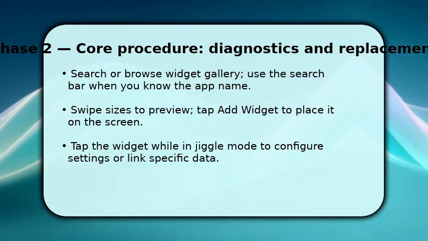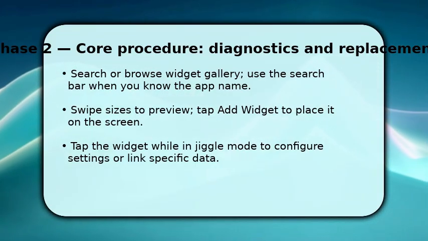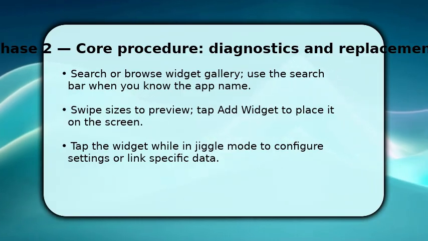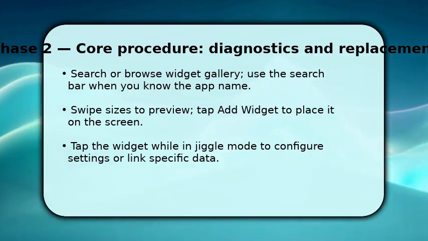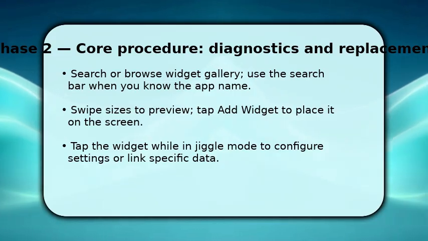Once placed, you can drag it to reposition, or while still in jiggle mode, tap the widget to open its configuration options. For example, select an account, choose a list, or set refresh frequency. This step ensures the widget displays the exact information you need.